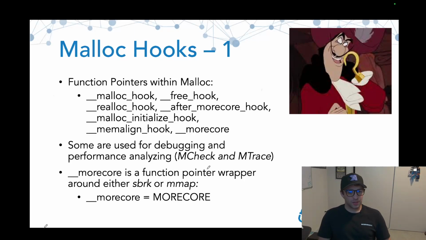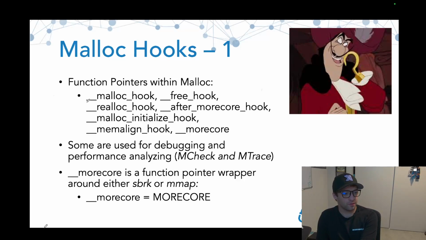Although I think in the newest version of libc they finally got rid of this, it still exists in most things. So malloc has function pointers that allow you to overwrite where it's going to. This is really helpful for debugging, performance analyzing with things like mcheck and mtrace. And what these do is when you execute free or malloc or these other functions, it will first check to see, hey, is this pointer set? And if it is, then it will redirect to some other code. But in that code, you can also redirect to the original malloc, and it works fine.